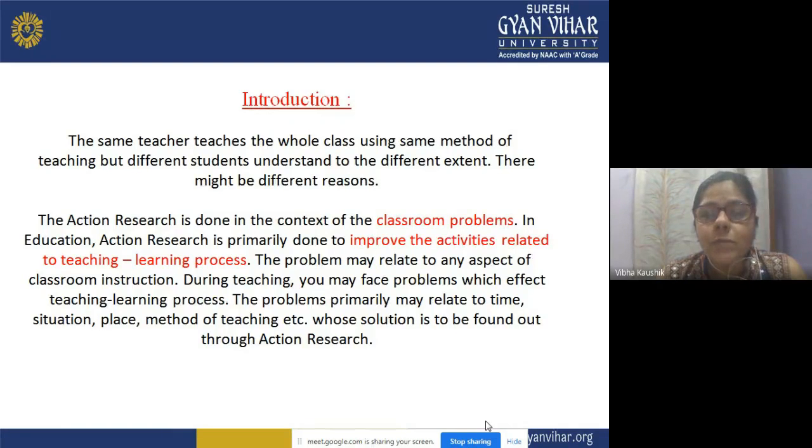The problems may relate to any aspects of classroom instruction. During teaching, you may face problems which affect the teaching learning process. Means when you go into the actual settings of teaching learning process in the schools, you may face various problems related to it. The problems primarily may relate to time, situation, place where the teaching learning process is going on, methods of teaching, which teaching method you are using, whether you are using an innovative method or the traditional methods, whose solution is to be found out. Means as a teacher you want the solutions of those problems, and the way to get the solutions of those problems is through action research.